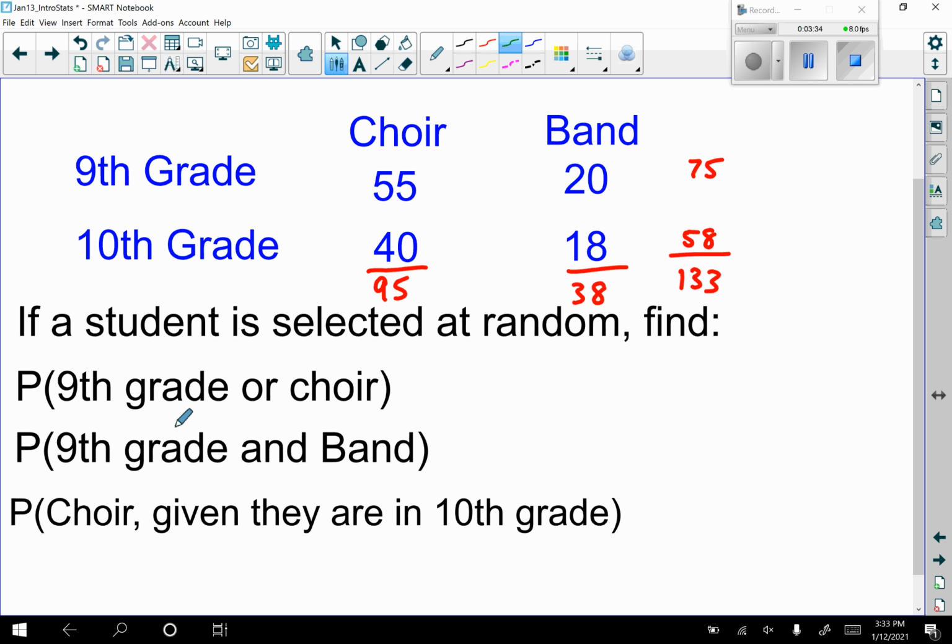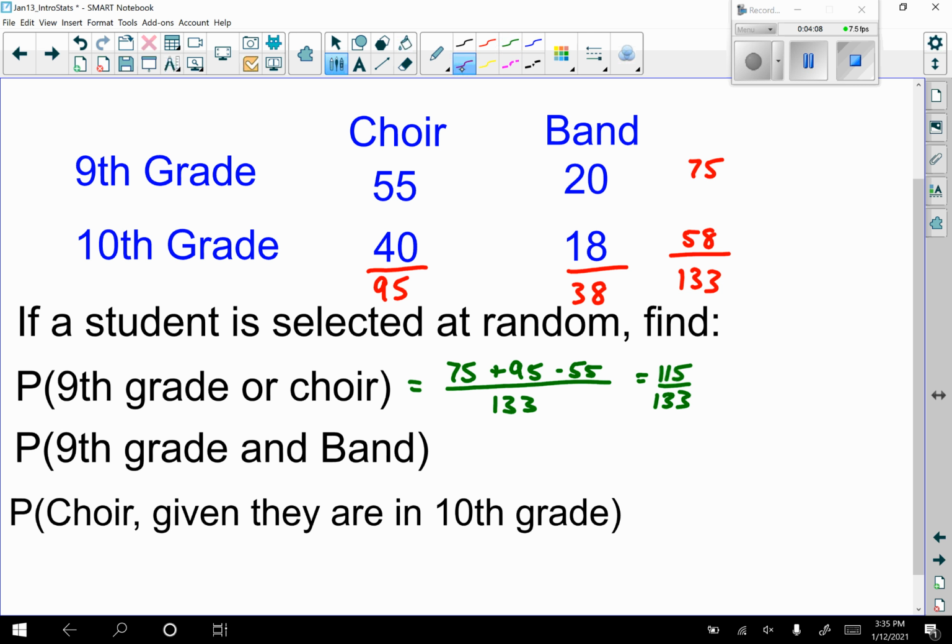So the probability that a student selected at random is in the 9th grade or choir, well, how many students do we have in 9th grade? 75. How many students do we have in choir? 95. But we counted these 55 twice. So we would subtract the 55 and just keep it over 133. And go ahead and get that. And this gives us 115 out of 133.